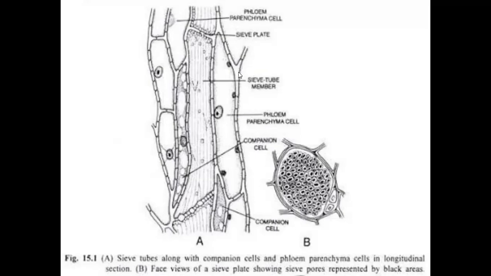Then outside of the phloem parenchyma, dead cells are present. They are called phloem fibers. Phloem fibers give mechanical support to the phloem. The phloem fibers are also called bast fibers. They give additional mechanical support to the phloem. So by this phloem, translocation is done in plants in the upward direction and the downward direction.